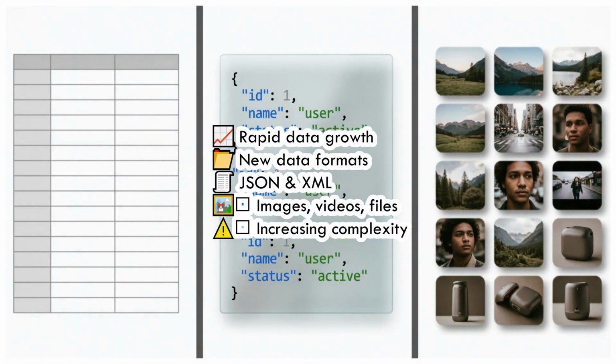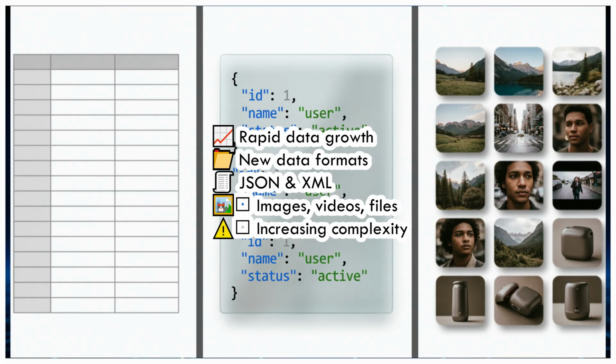But things started changing. Data was no longer just tables. We now had JSON, XML, images, videos, PDFs, and more formats. Data became messy, complex, and massive.